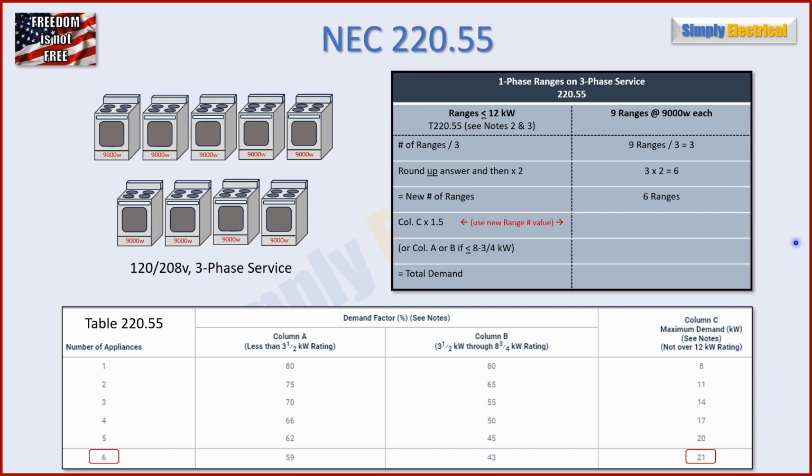Now that we have our demand rating, we have to convert back to three-phase. That means dividing by 2 and multiplying by 3, or simply multiplying by 1.5. And that gives us 31.5 kW. And since our ranges fall in the column C, we can skip this next line. So our total demand for 9,000 watt single phase ranges on a three-phase service is 31.5 kW. So now we see how to calculate a three-phase service with single phase ranges.